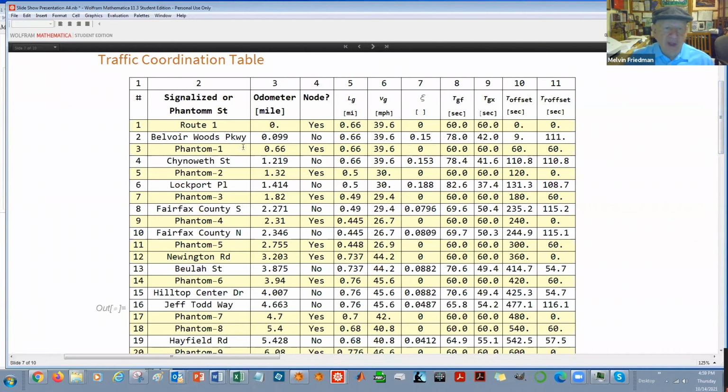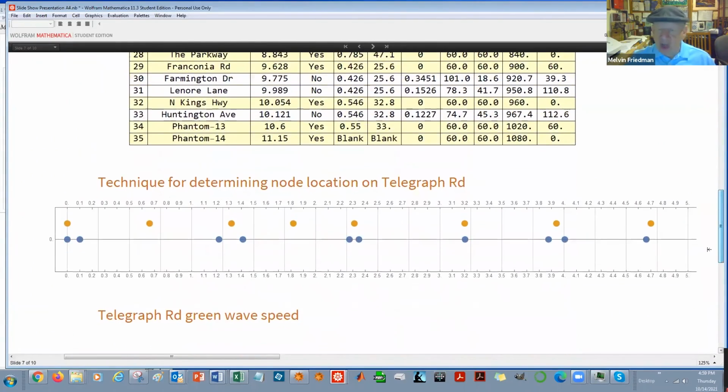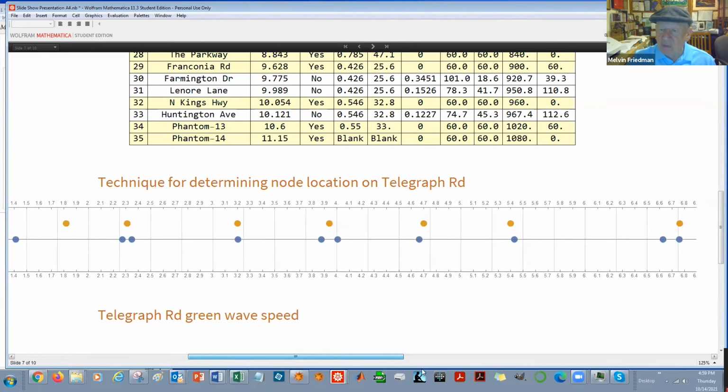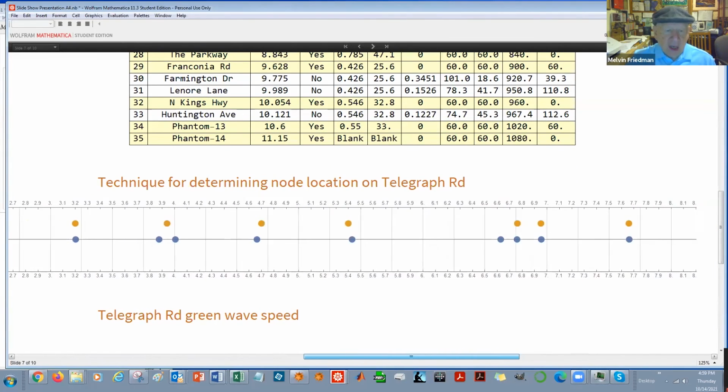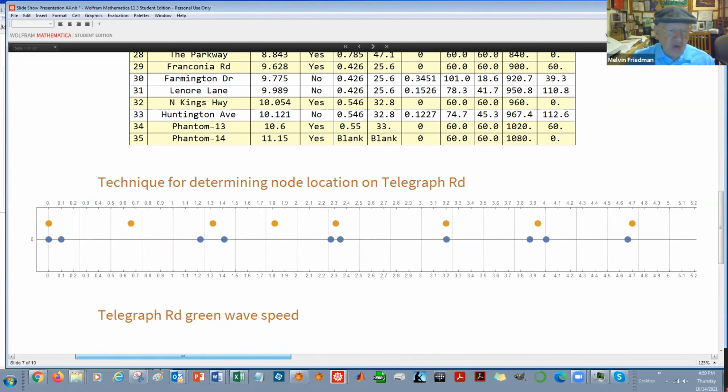Now, the hard part of this calculation is actually routine. That is, it can all be done by your computer once you decide where the nodes are. And the way I found out where the nodes are is by making a graph like this. So these blue dots represent existing traffic lights on Telegraph Road. And places where I've decided to place nodes are these tan dots. And over here is a scale that gives the mileage to the nearest tenth along the road.